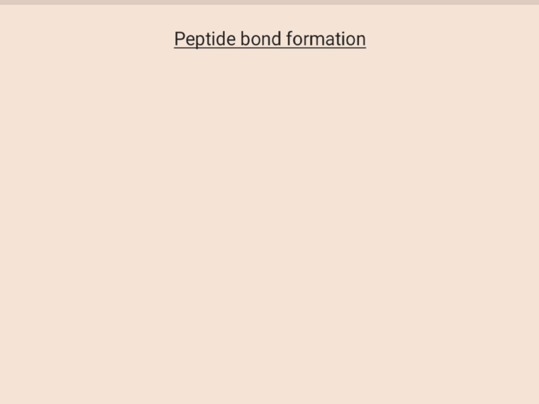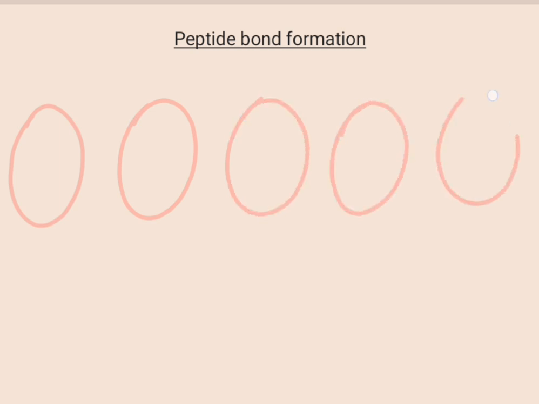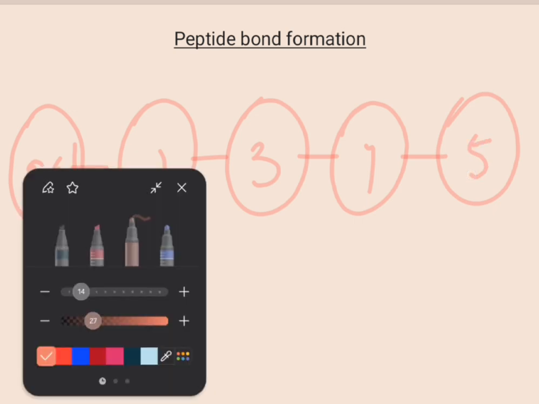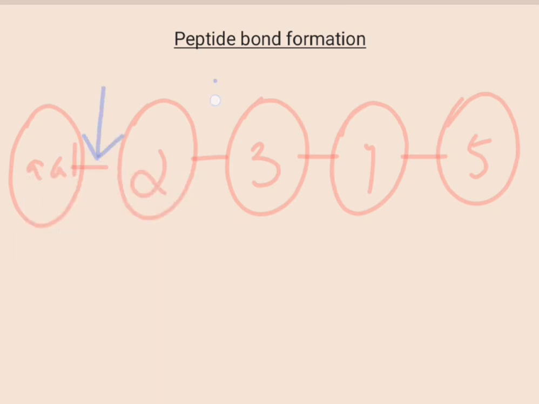So peptide bond formation takes place between two amino acids, right? Suppose these are the monomers or amino acids: 1, then we have 2, 3, 4, 5, right? This particular bond between two amino acids is known as a peptide bond. Now let us go back to the structure of amino acid so that we are able to understand how exactly a peptide bond looks like.